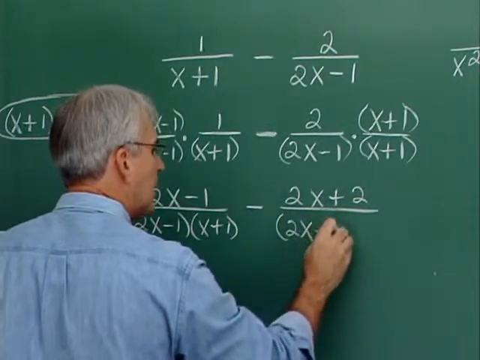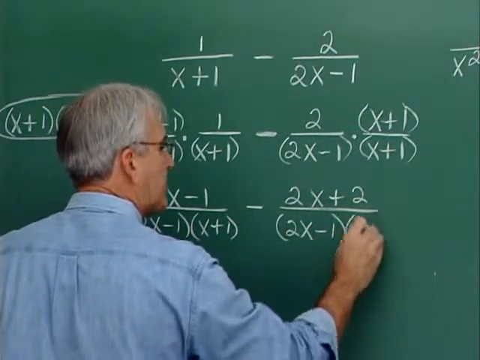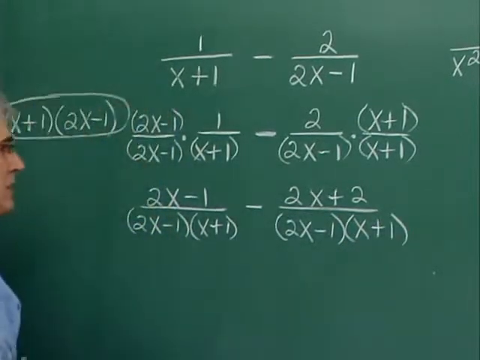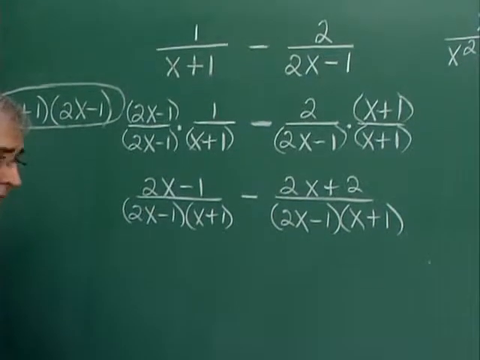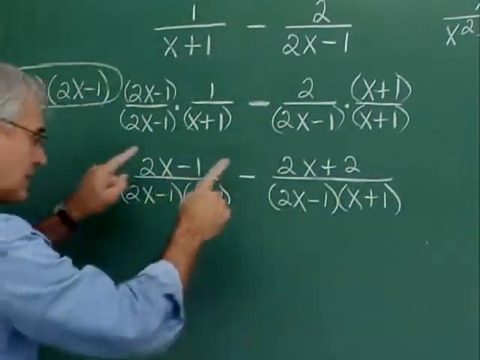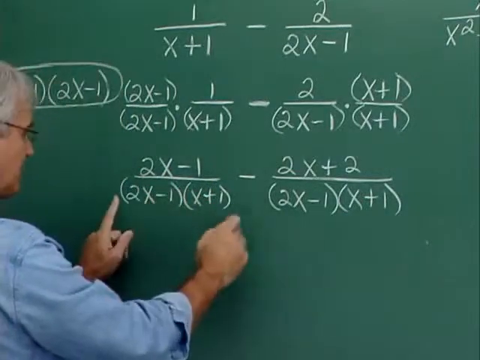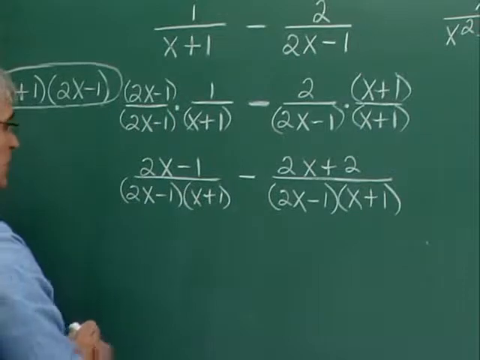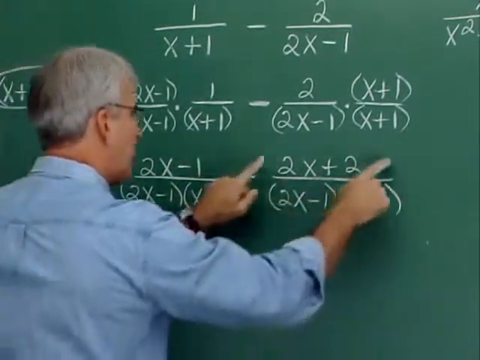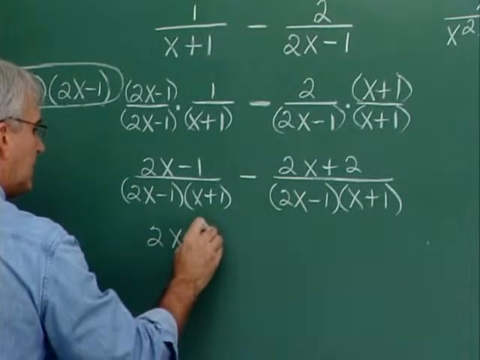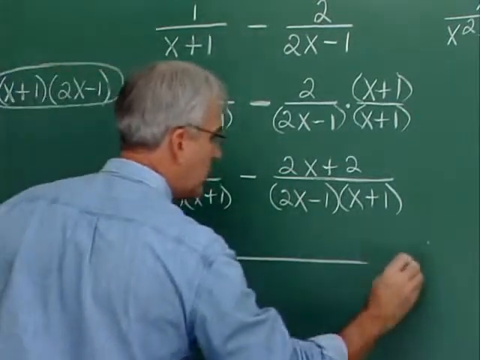Now, I want you to notice that I am expanding the numerators, and I'm leaving the denominators in factored form. And there's a reason for that, and I'll tell you what it is in just a minute. Now, in the next step, we want to perform the subtraction, because here we have common denominators, so we bring together the numerators. So we're going to take 2x minus 1 and subtract the other numerator.